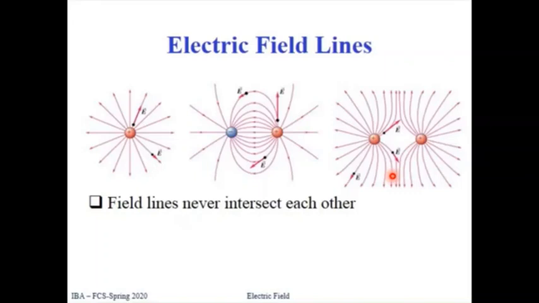Now let's move on to some properties of the electric field. Field lines never intersect each other.